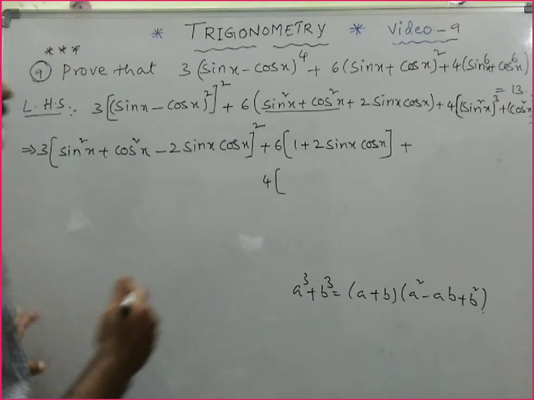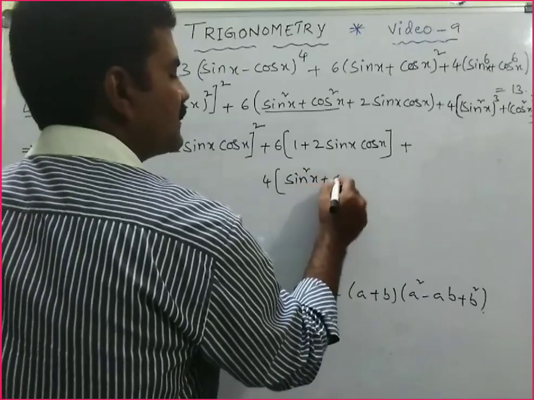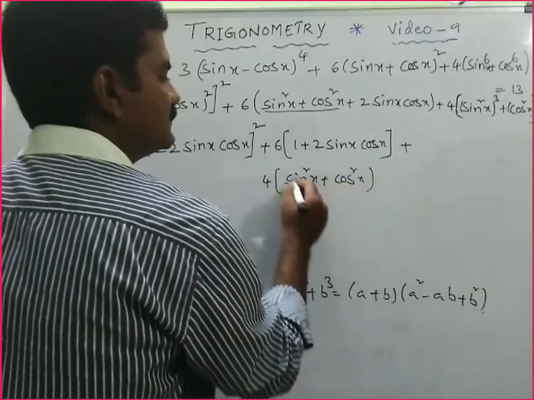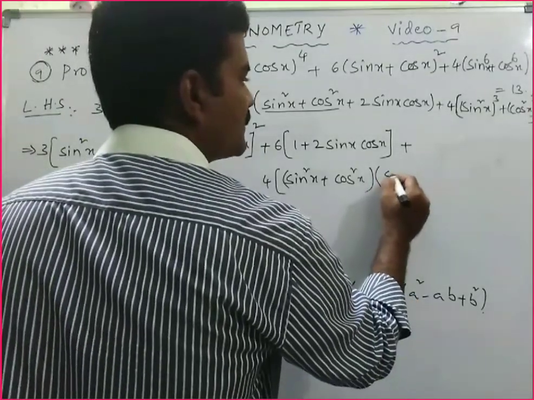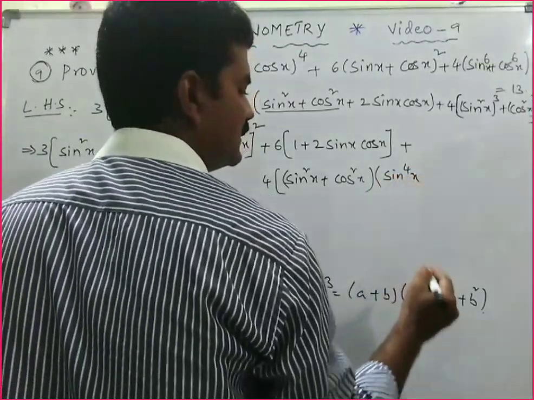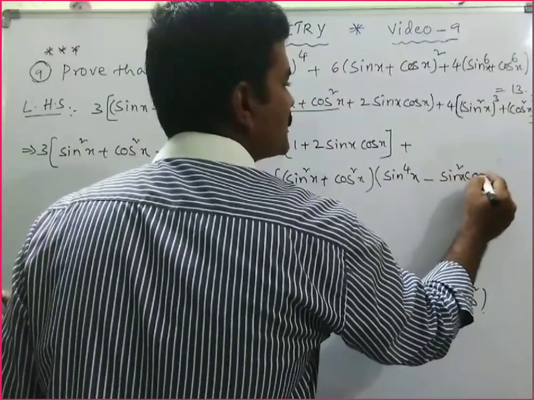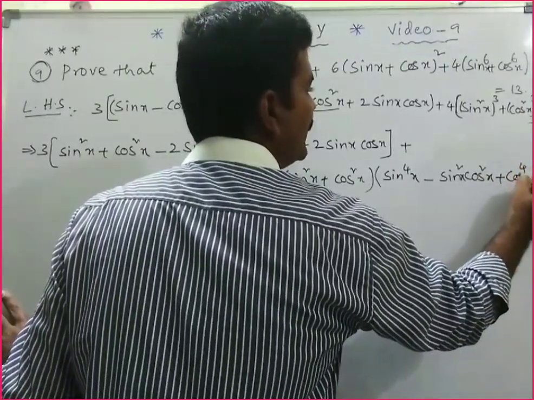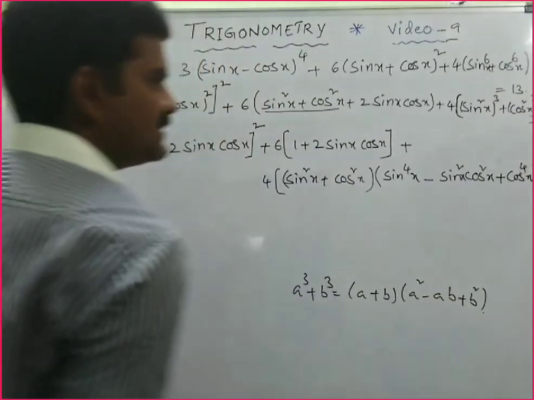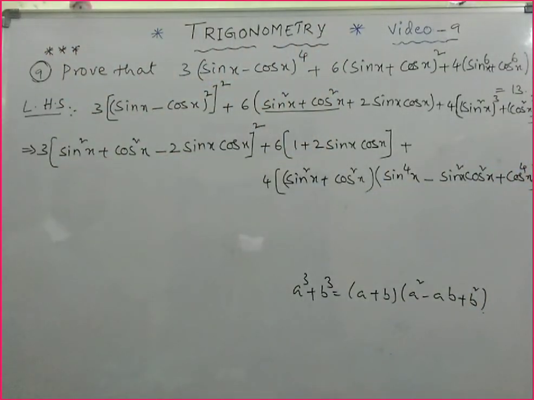Fine. So a plus b, that is sin square x plus cos square x, into a square, sin power 4x, minus ab sin square x into cos square x plus cos power 4x, and this entirely should be multiplied with 4. So please do not confuse that. Okay, fine.